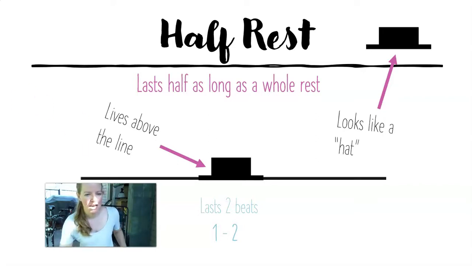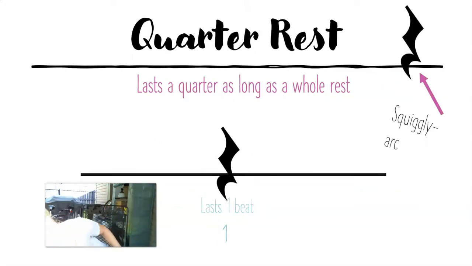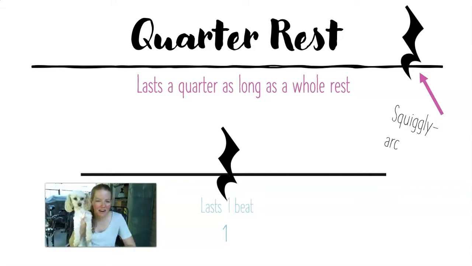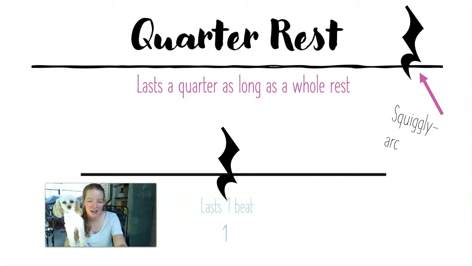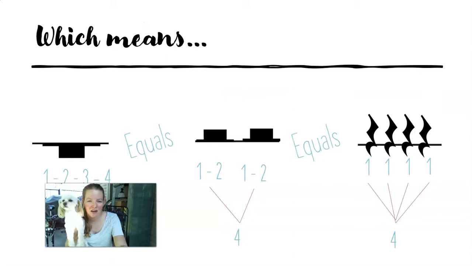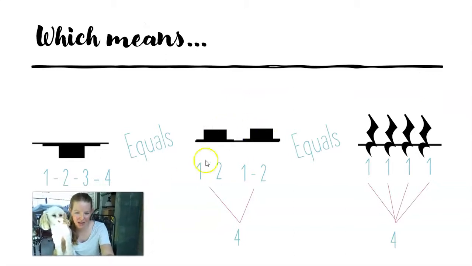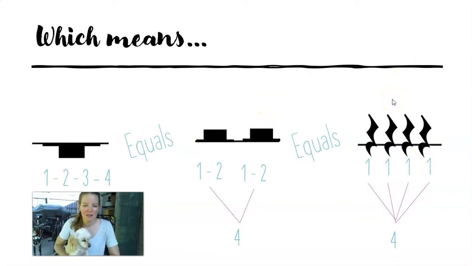So we have those two. Then we have what is corresponding with our quarter note, and that is the quarter rest. Quarter rest looks kind of funny. It's kind of like a squiggly arc, and it lasts a quarter as long as the whole rest, or half as long as the half rest. So 1 beat of silence. So like our notes, it means the same thing of 1 whole rest equals 2 half rests, which also equals 4 quarter rests, to be the same amount as 4 beats.